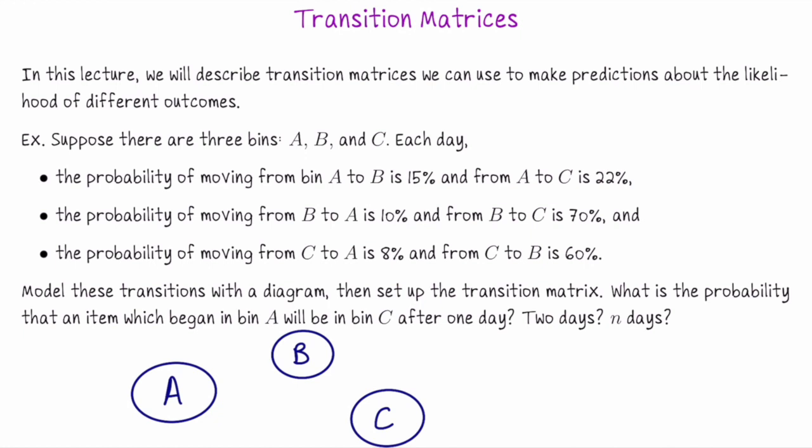And then we'll say the likelihood of moving from A to B can be represented with an arrow that takes us from A to B, and we'll label that arrow 0.15. That's the probability, 15%. From A to C was 22%, so I'll do an arrow from A to C and label that 0.22. And then to represent the action of just staying in bin A, I'll do like a looped arrow back from A to A and we'll label that 0.63.